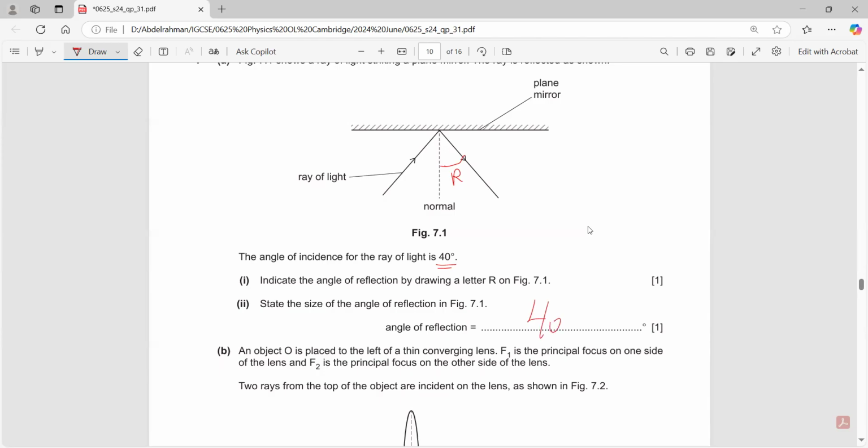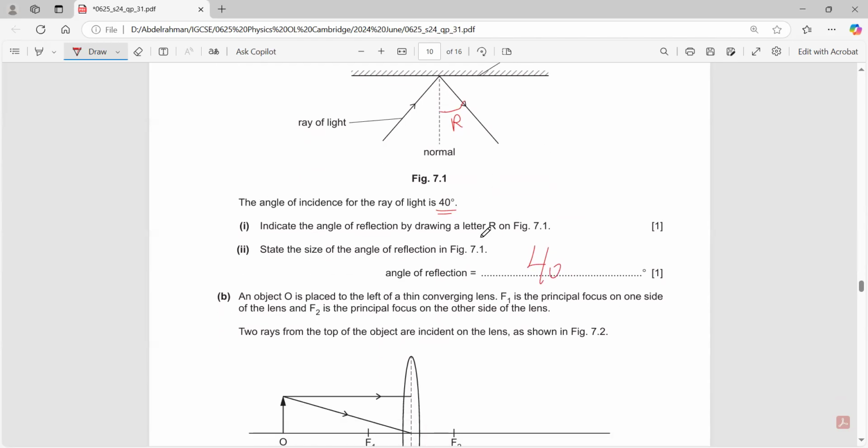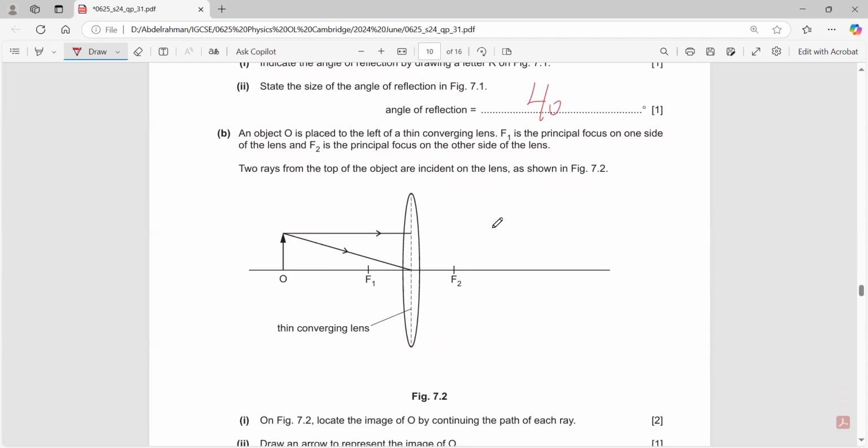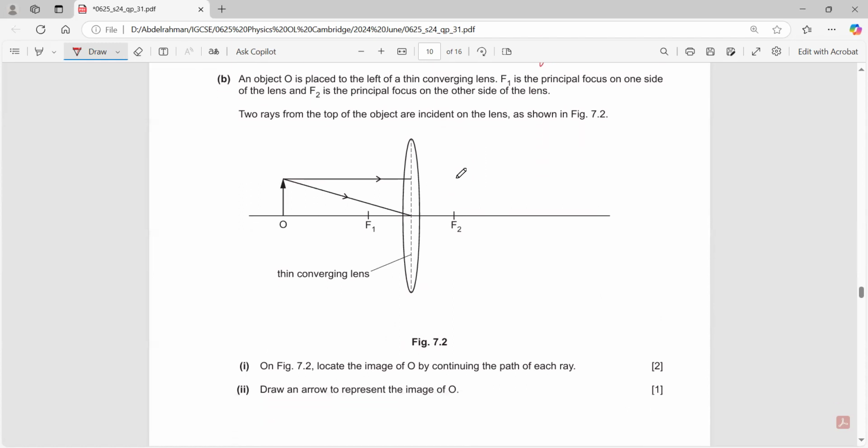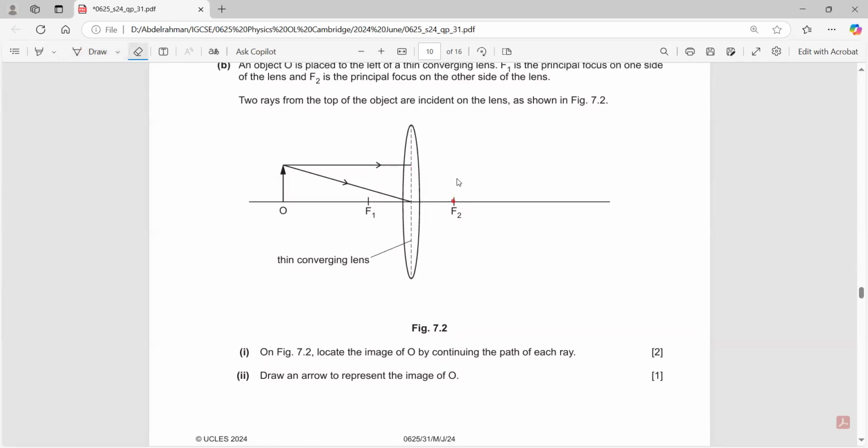An object O is placed to the left of the thin converging lens. Two rays from the top of the object are incident on the lens. On figure 7.1, locate the image of O by continuing the path of each ray. The first ray, which was parallel, has to be refracted and pass through the principal focus in a straight line. Use your ruler and a very thin pencil, please.